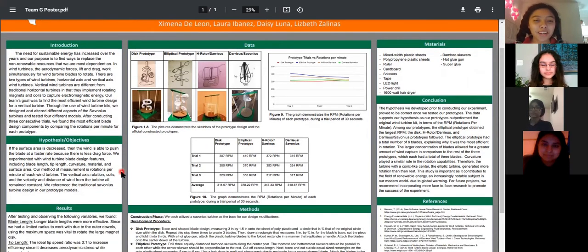The hypothesis we wanted to test was if the surface area is decreased, then the wind is able to push the blade at a faster rate because there is less of a drag force. For our independent variable, we experimented with blade length, tip length, curvature, material, and surface area. For our dependent variable method of measurement, we used rotations per minute. The vertical axis rotation, coils, and the velocity and distance of wind from the turbine all remain the same. We referenced the traditional Savonius turbine design in our prototype models.